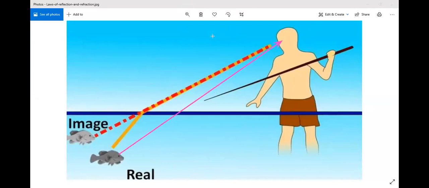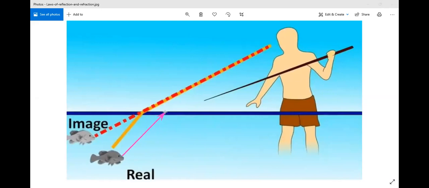But light rays do not move this way. This is wrong. The light is passing from water to air, so light rays must bend. How should I draw this? It doesn't go in a straight line.